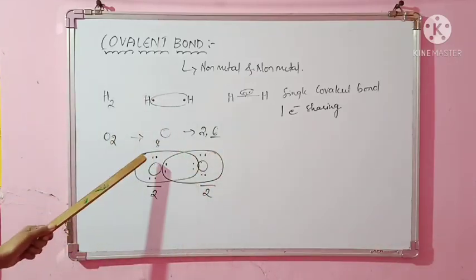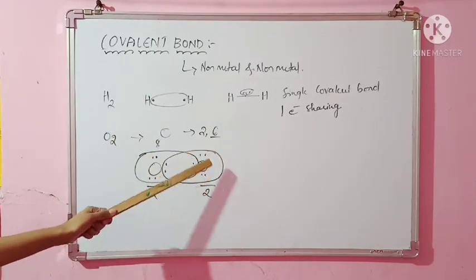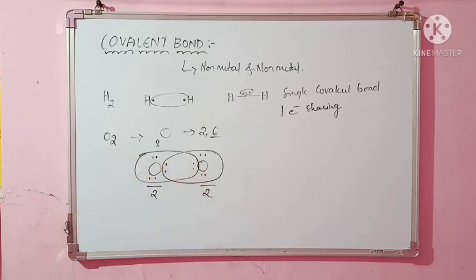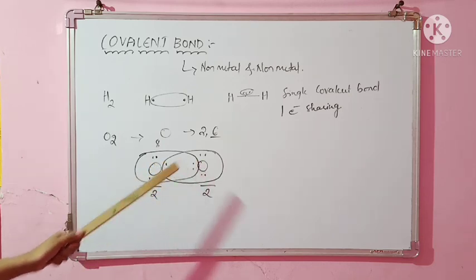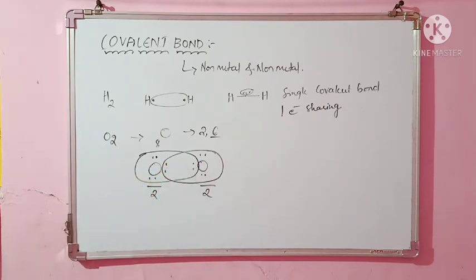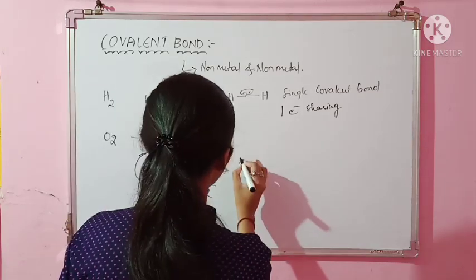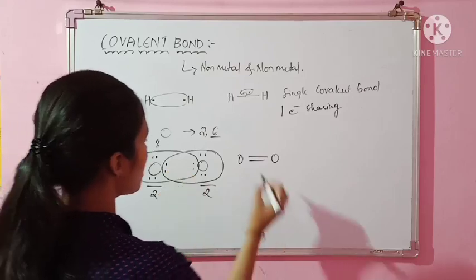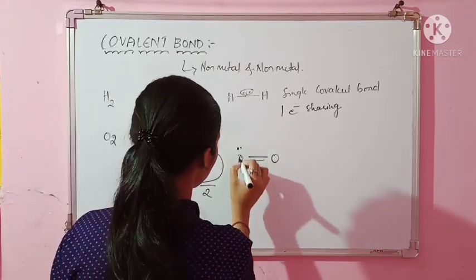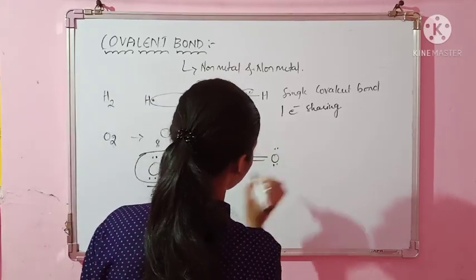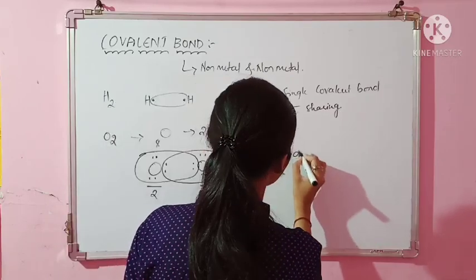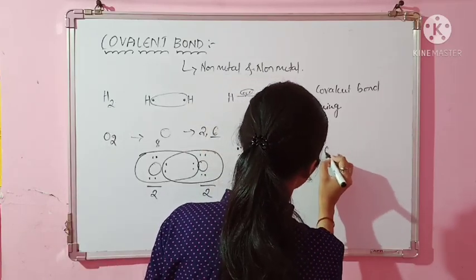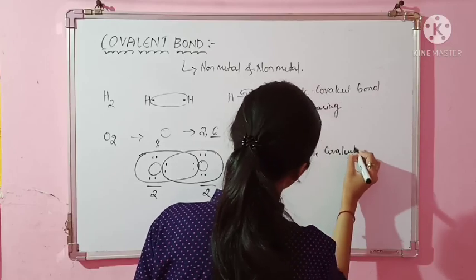So here 2, 4, 6 and 8 are involved, and here also 2, 4, 6 and 8. Now both oxygens have 8 electrons, which is stable. How many electrons are they sharing? 2 electrons from each. This can be shown like this: since 2 electron pairs are shared, we have 2 covalent bonds, and the remaining 4 electrons stay as usual. So this is called a double covalent bond.